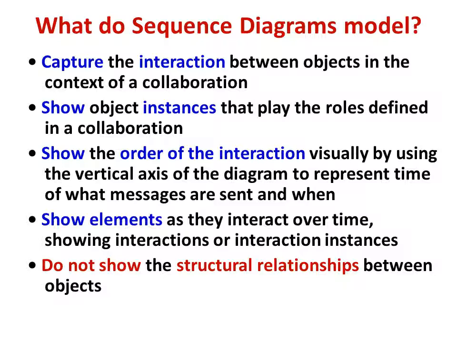And from its name, the sequence diagram shows the sequence of methods that should be executed in order to finish the requirement. In a sequence, there's an order, and it shows the elements as they interact over time, showing interactions in instances, and does not show the structural relationships between objects. Here we don't model or represent any kind of structural relationships between these objects, such as inheritance, dependency, aggregation, and so on.